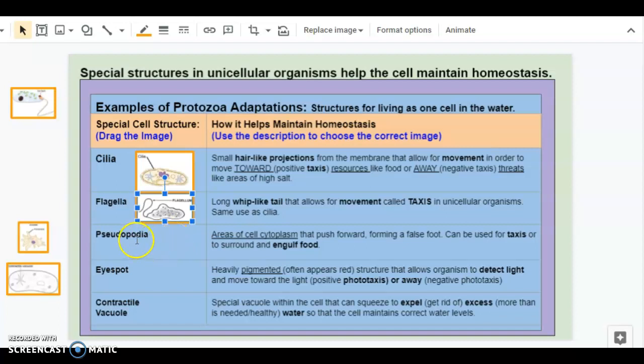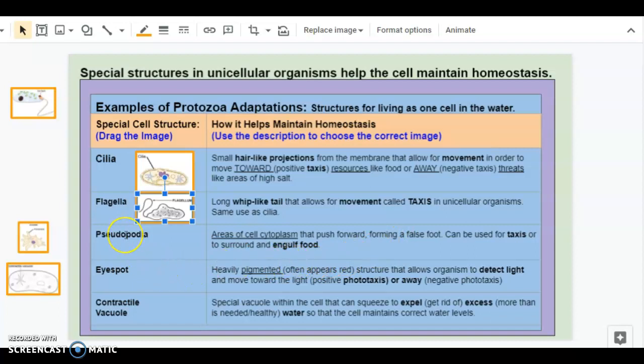Pseudopodia are another movement adaptation. Pseudopodia tend to be in organisms that live on the bottom of the watery environment, and they kind of ooze along. And the way they do that is they have special structures that were coded for by their DNA that allow them to push parts of their cytoplasm forward, forming kind of a false foot. And they can surround food with these false feet, or they can use them to move, to ooze along the bottom or some sort of surface in the water. So the pseudopodia help with movement, but they also help to engulf food.